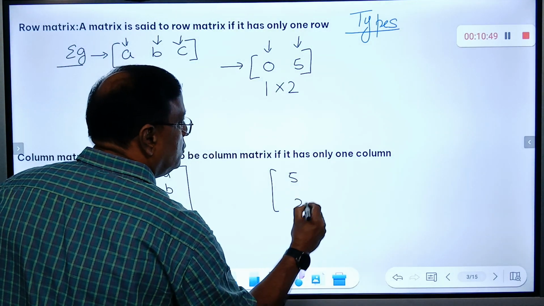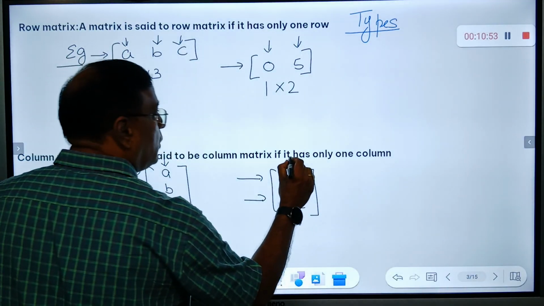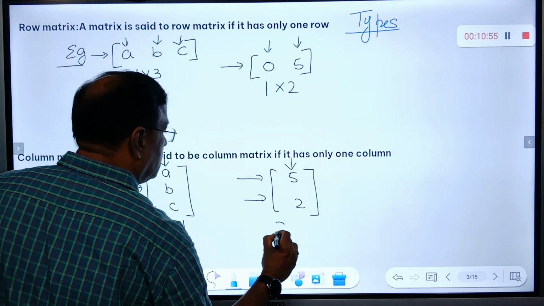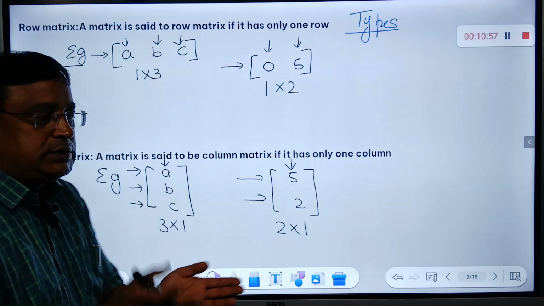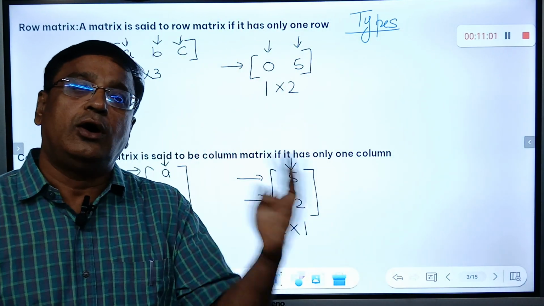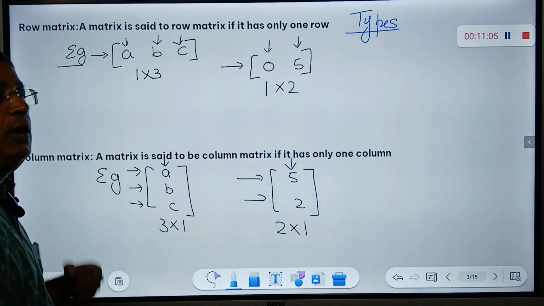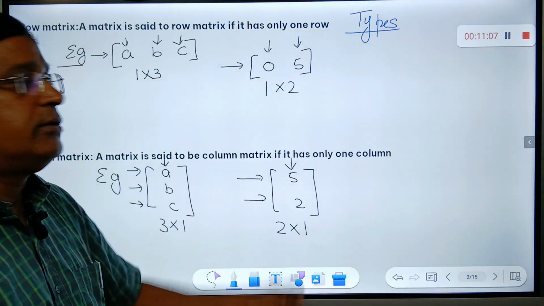5, 2. It has 2 rows and it has only 1 column. So the order is 2 by 1. Always row first, then column when you are defining the order. You cannot write column first and row. It's a convention.